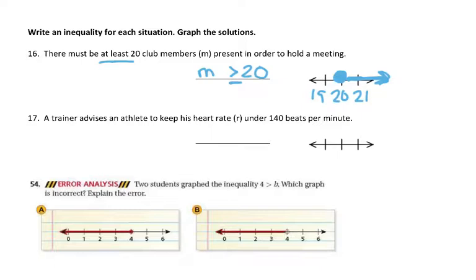Alright, then the next one, a trainer advises an athlete to keep his heart rate under 140 beats per minute. So notice that they said under 140. And so 140 is kind of that maximum that we're looking for the heart rate. It doesn't say under or equal to, so we do just want a less than symbol and not an equal to part. So then we put 140, 141, and one less, 139. Open circle at 140, and the fact that we want it less than that.